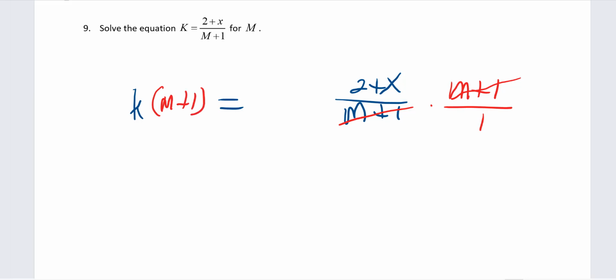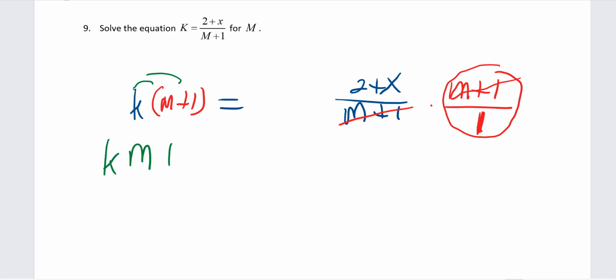Now, you might be asking yourself, why did I put the 1 down there on that side? Why didn't I put it here? Well, I can if I want, but I'm multiplying something that's not a fraction, so I don't need to multiply it by a fraction. So I'm just going to leave it as m plus 1. Now I can distribute the k. That's going to give me km plus k equals 2 plus x.